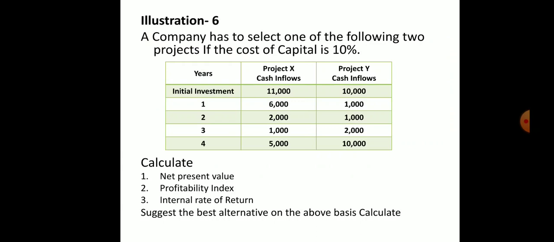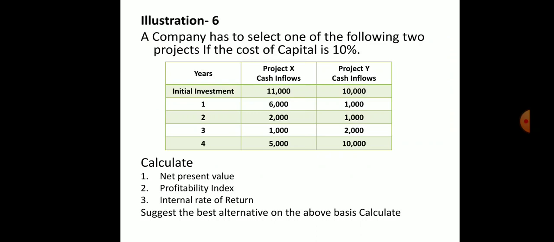The company has to select one of the following 2 projects if the cost of capital is 10%. So 10% is given as the cost of capital, for project X and project Y. You have to select which is the best. The cash inflows are already given, so convert them into the present value of cash inflows using the 10% cost of capital. The initial investment for project X is 11,000 and for project Y is 10,000. The life of the asset is 4 years, which you can use. The cash inflows are given.